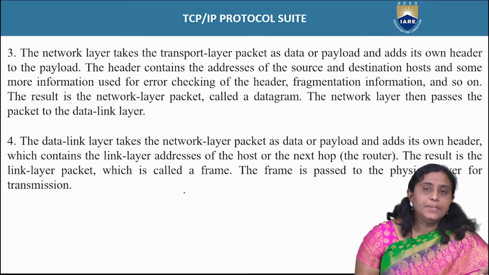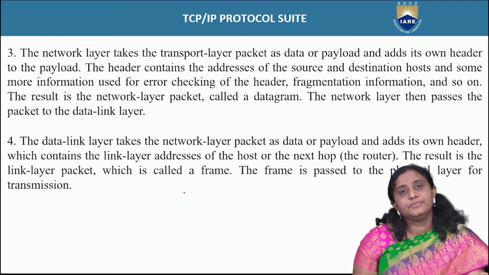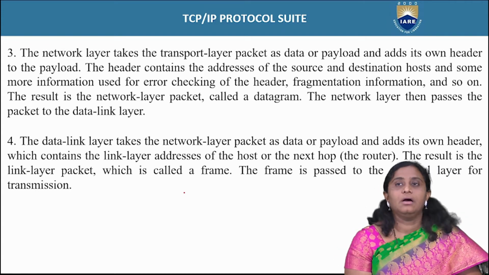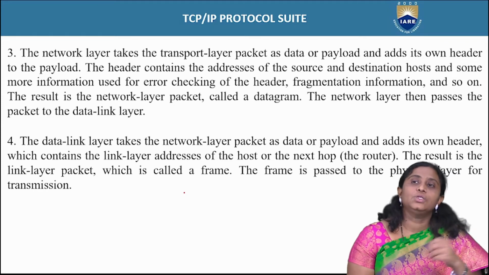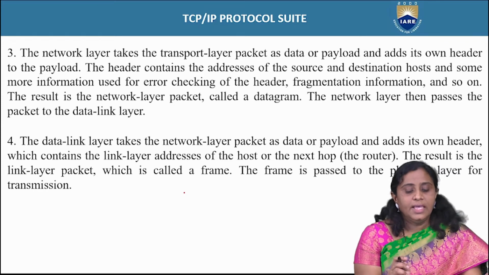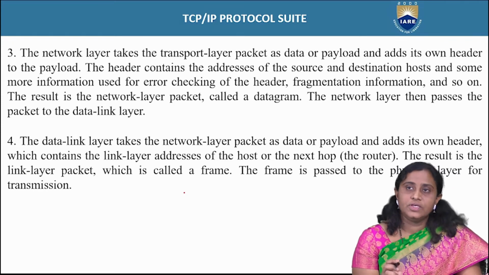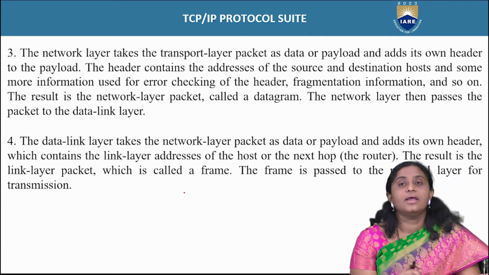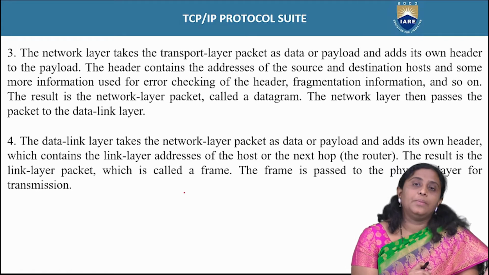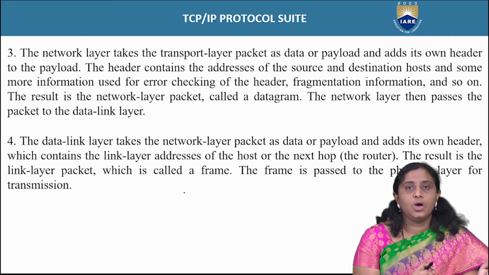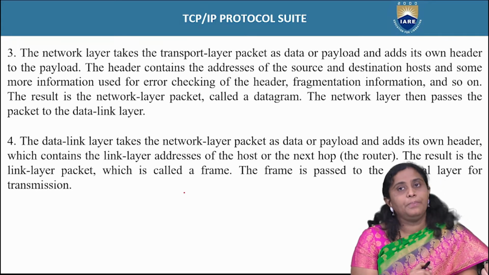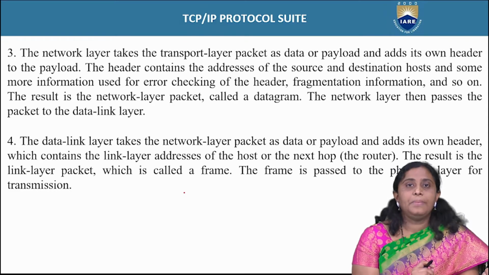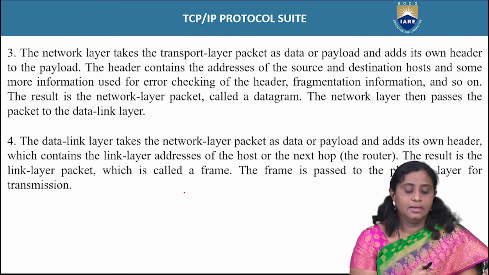Coming to the third point under encapsulation, the network layer takes the transport layer packet as data or payload and adds its own header to the payload. The header contains the addresses of the source and destination host and some more information used for error checking of the header, fragmentation information and so on. The result is the network layer packet, which we call a datagram. The network layer then passes the packet to the data link layer.